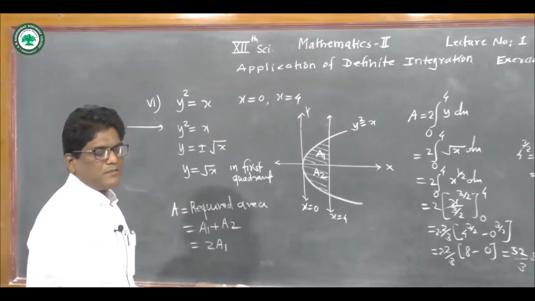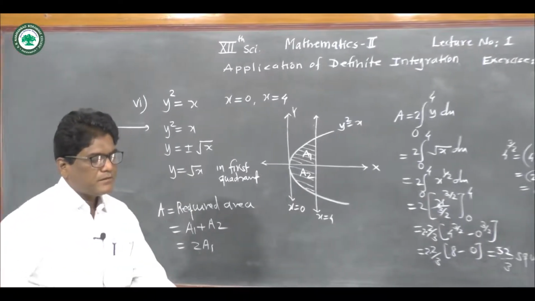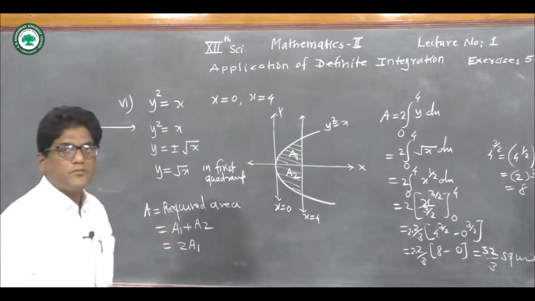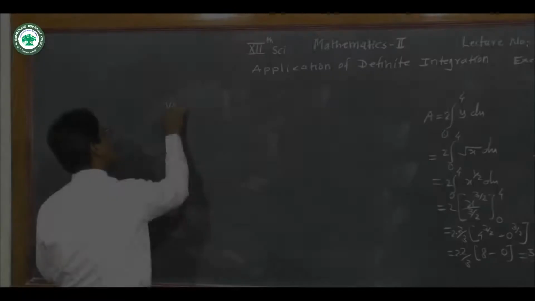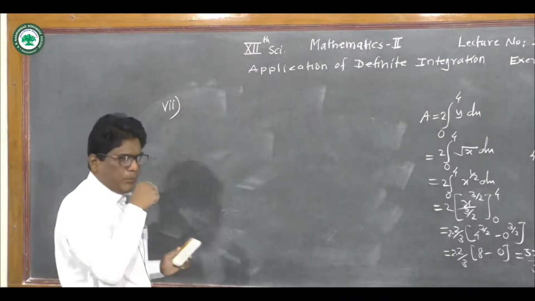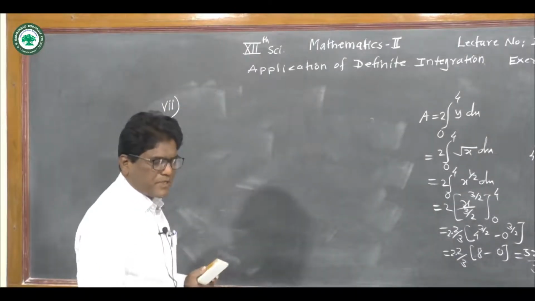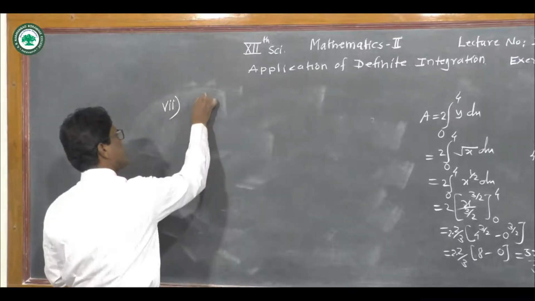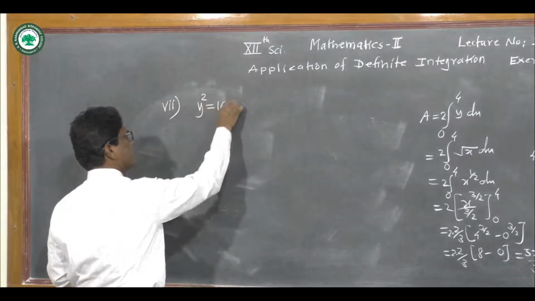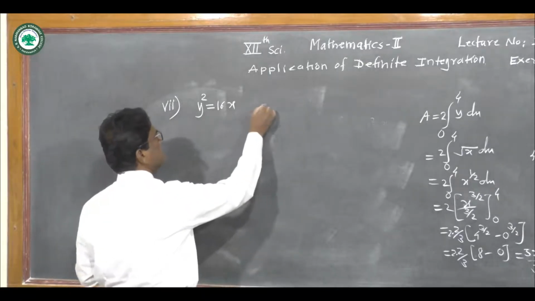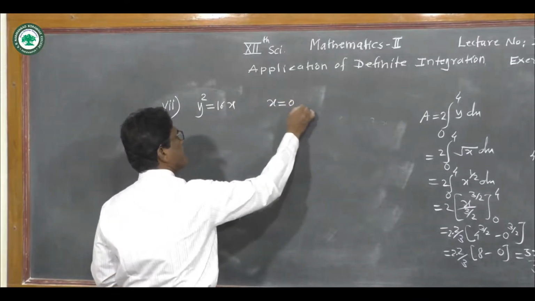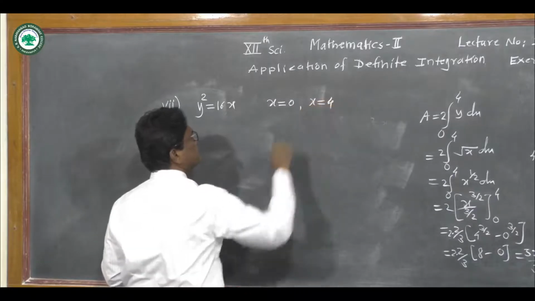Now the 7th and last problem in this question number 1. The 7th problem is y square is equal to 16x, with x is equal to 0 and x is equal to 4.